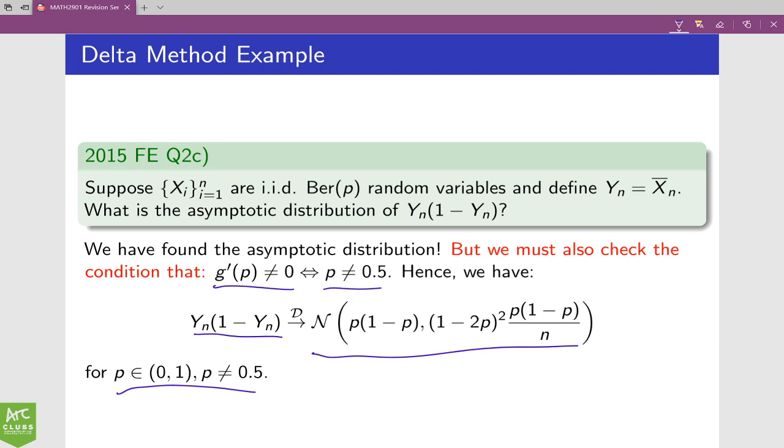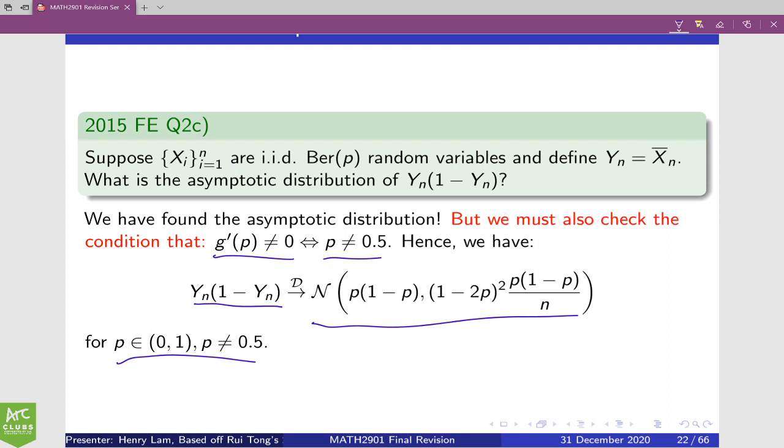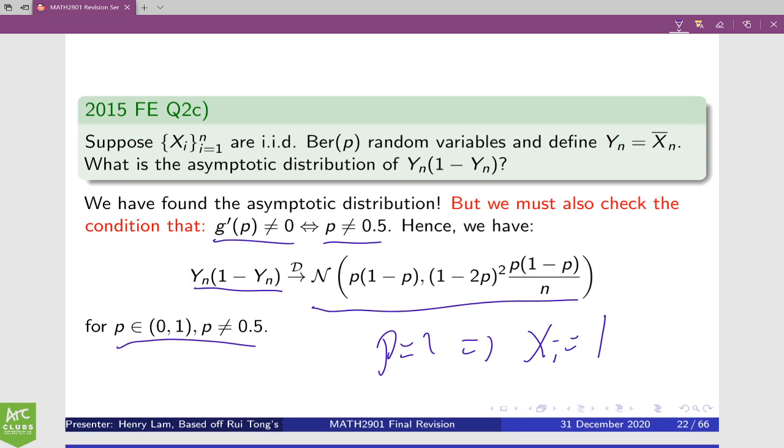The reason why 0 and 1 aren't included is because if it was 0 or 1, it wouldn't be a random variable. It would just be a constant, right? Because if p equals 1, that implies X_i equals 1, no matter what. And since the average, that implies X_n bar equals 1, and so this thing will equal 0, so that's a constant. It's not a distribution. So that's why I excluded 1, and 0, the reverse case.